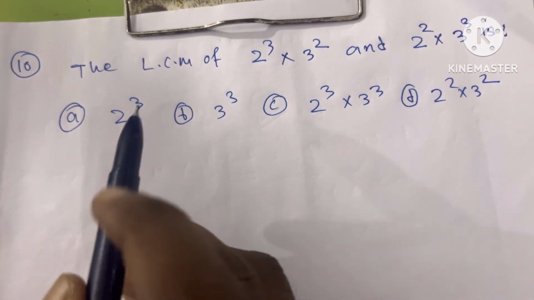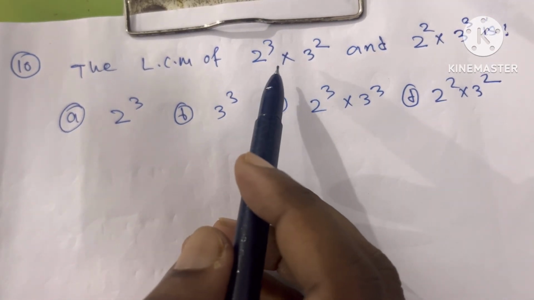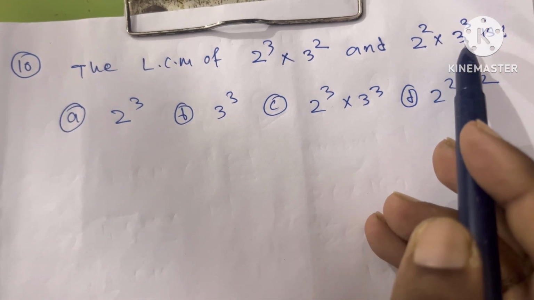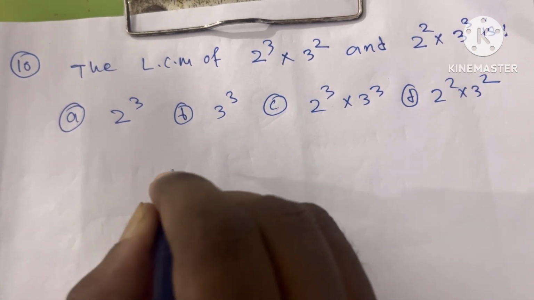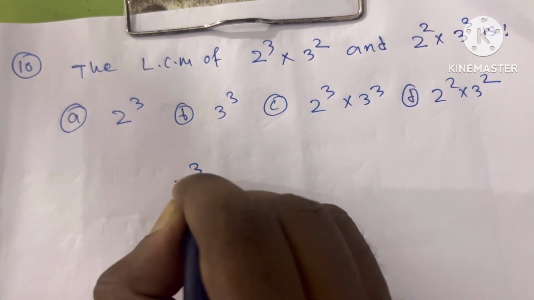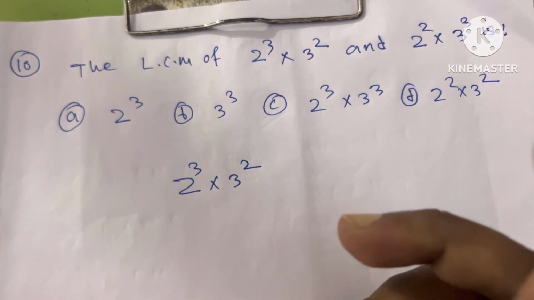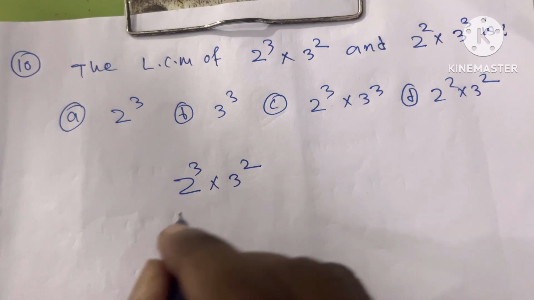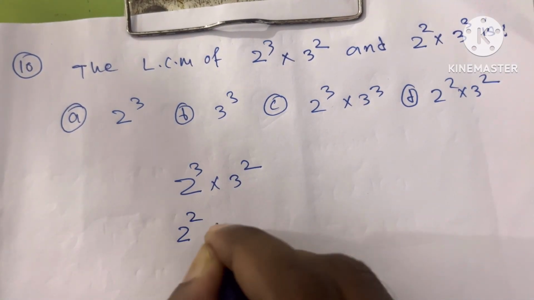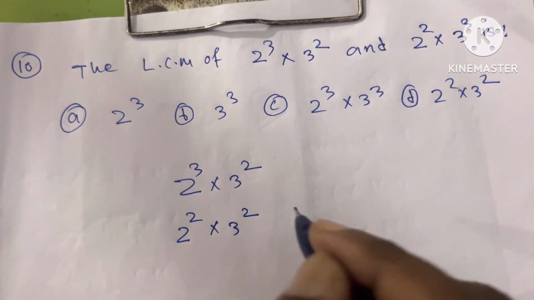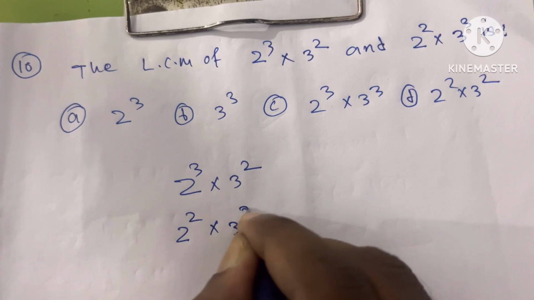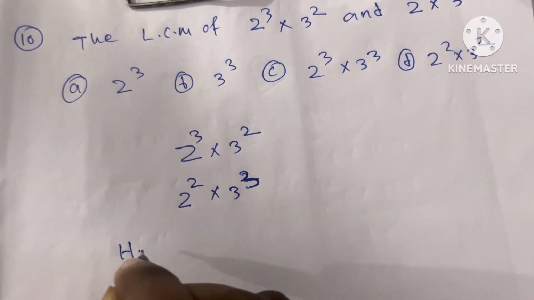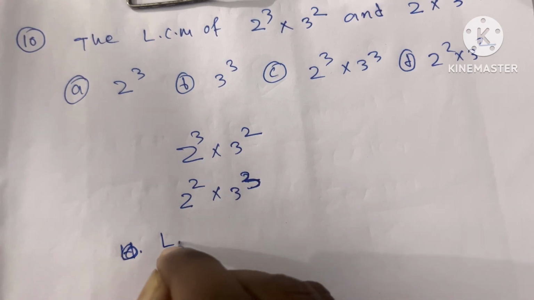So question number 10. The LCM of 2 to the power 3 into 3 power 2 and 2 to the power 2 into 3 power 3 is what? This is very simple. Our first number is 2 to the power 3 into 3 power 2, written in the form of a product of prime exponents. And the second number is 2 power 2 into 3 power 3. We need to find the LCM.